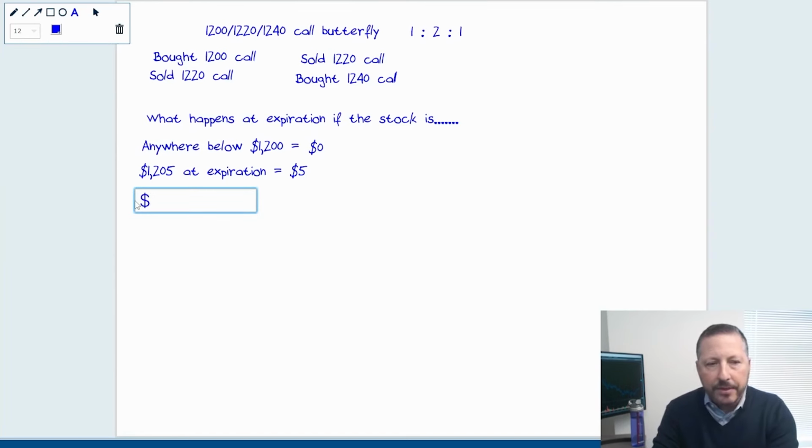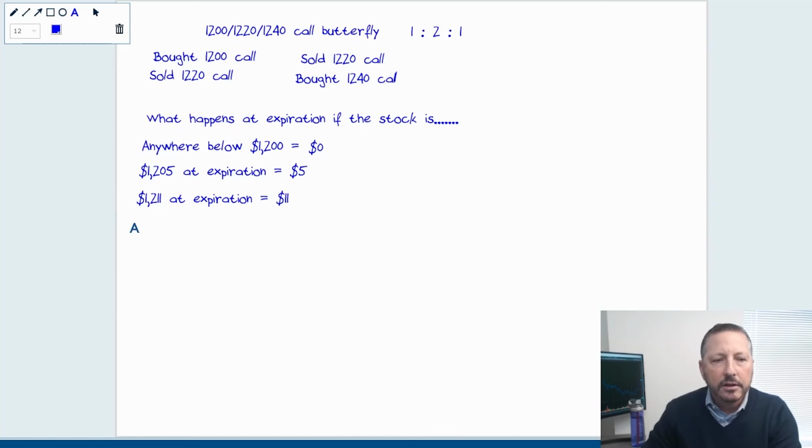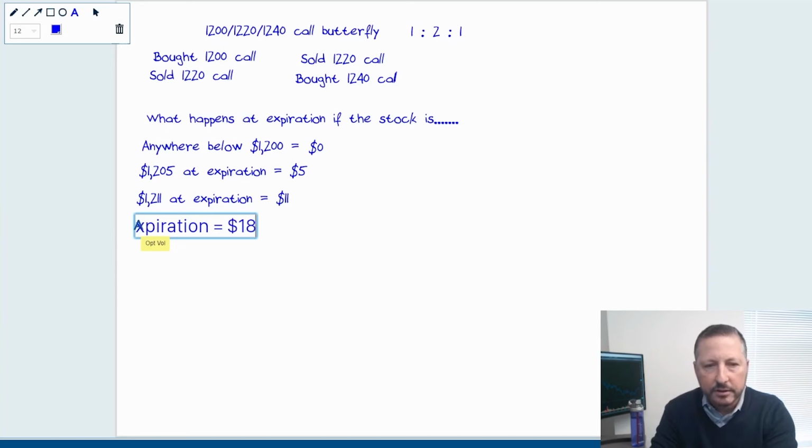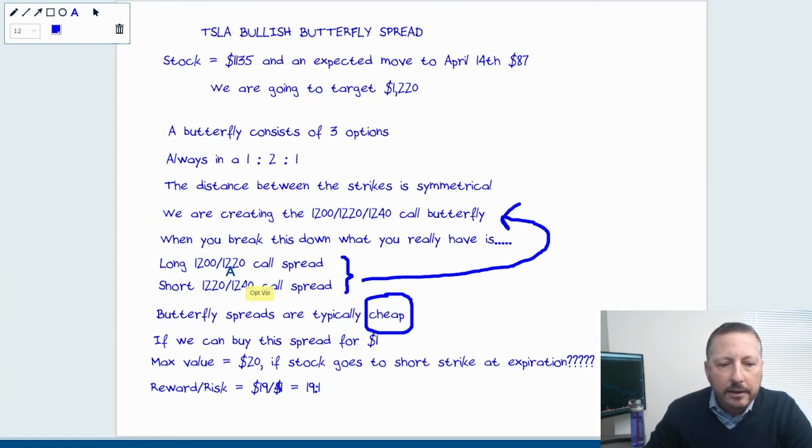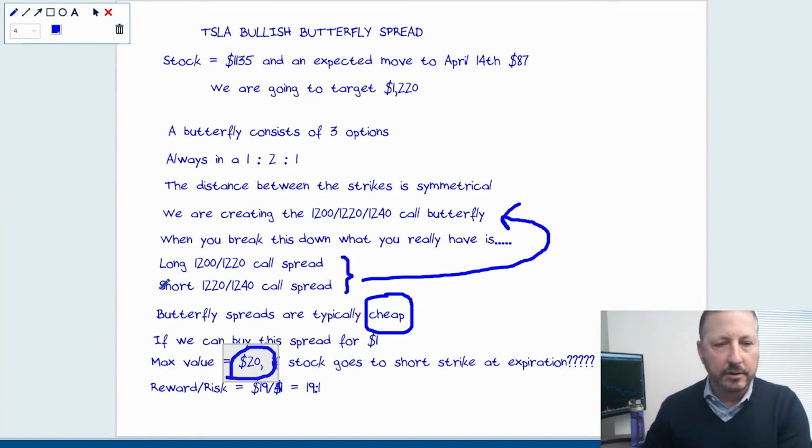So the math is pretty simple. Let's say we're at 1211 at expiration. The value of this is going to be $11. If we're at 1218 at expiration, the value of this is going to be $18. And then obviously, as we spoke about just a few minutes ago, at 1220, the short strike, the maximum value is going to be $20.